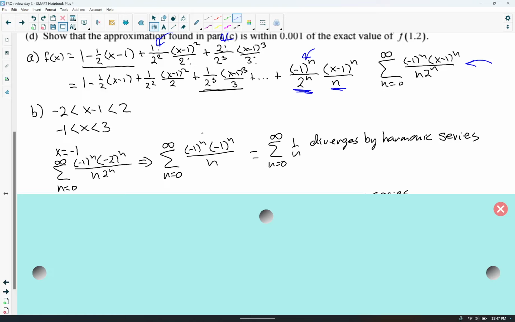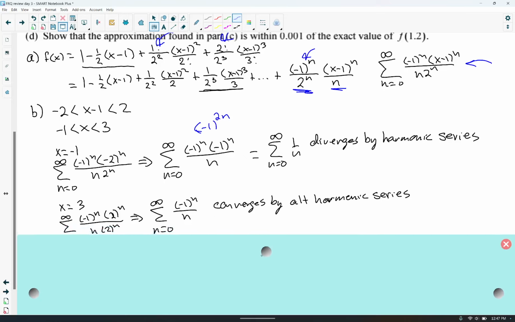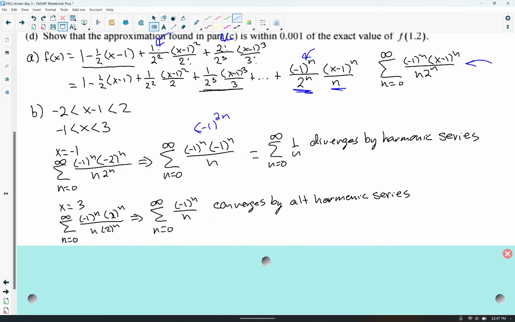But then -1 to the 2n is always positive. So this just diverges by the harmonic series. When we plug in 3, we get 2/2. Those just cancel. And this is the alternating harmonic series.